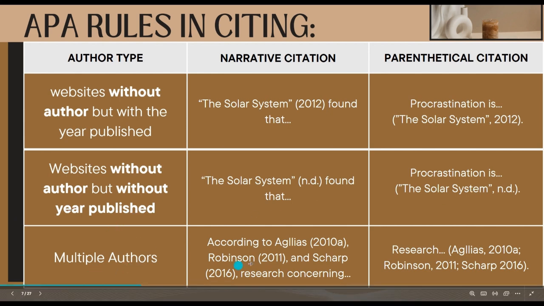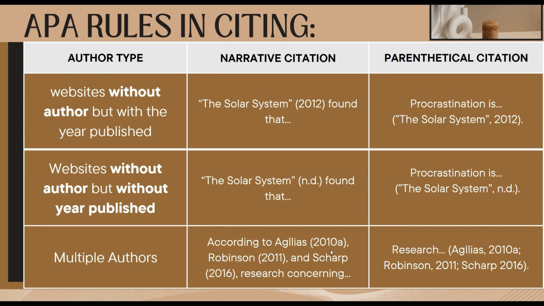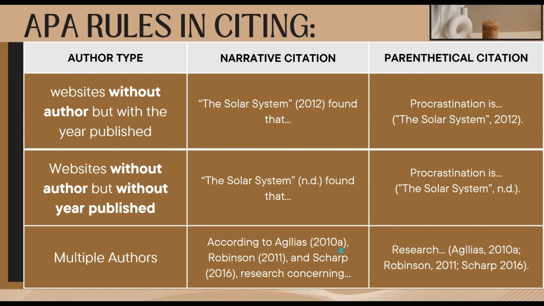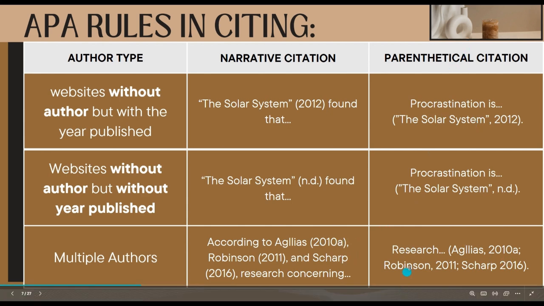And for multiple authors, the year their sources were published. Now we can see that there's a small letter a here. It means that this author has published different or multiple studies within this year. That is why small letter a is used to distinguish different studies. And as for parenthetical citation, the authors, followed by their year, are separated by a semicolon.